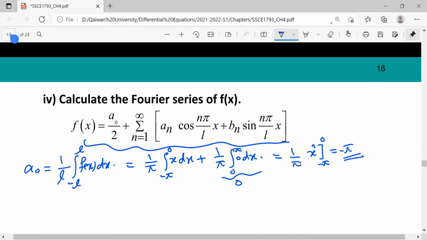Here we replace: 1 over pi times 0 minus pi squared over 2. We get 1 over pi times minus pi squared over 2. This pi cancels with one of these, and you get only minus pi over 2. Okay? So a naught is minus pi over 2. This is a naught.